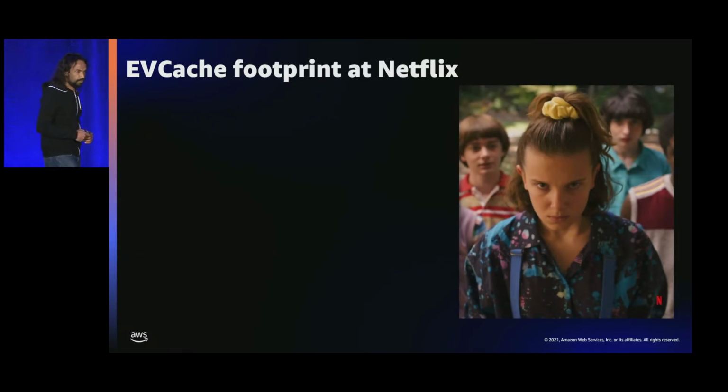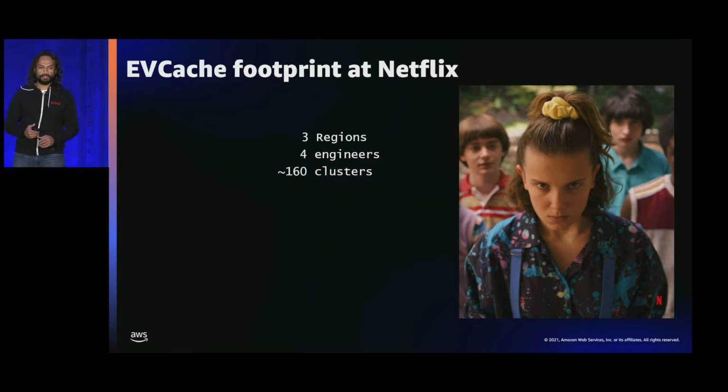So this is a summary of EVCache footprint at Netflix. We operate on 3 AWS regions, and EVCache is running on all these 3 AWS regions. There are about 4 engineers working, building, and operating this system. But there were many great engineers who came before us, worked on this system, and built it reliable and scalable.